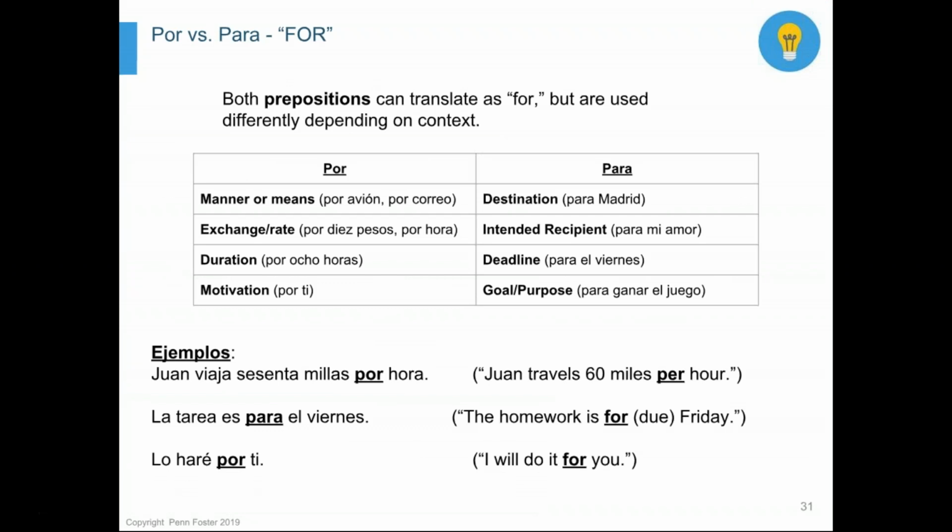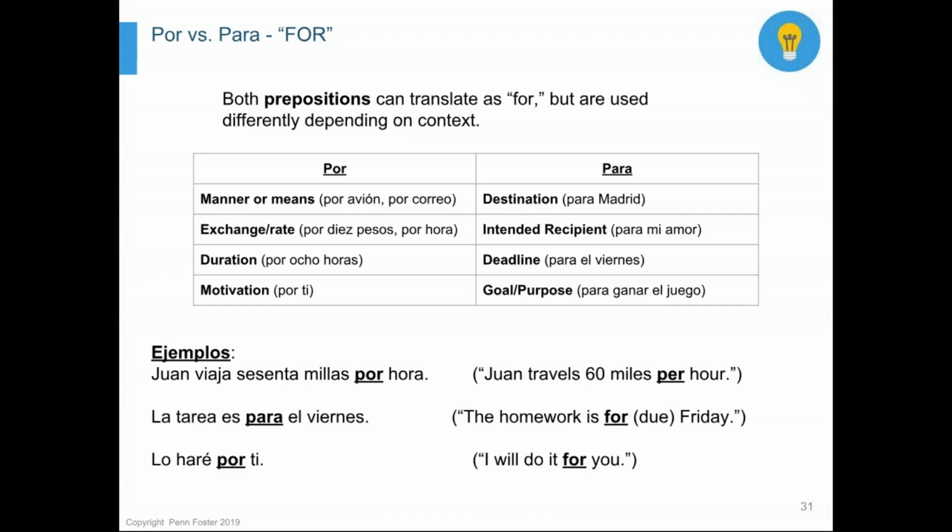The last part of our preposition discussion would be a brief comparison and contrast between por and para. Generally, these two prepositions mean for, but they have quite a few different meanings depending on their context. They are not interchangeable in Spanish. Each of them has 4 very specific uses or contexts listed on each side of this chart, and you can read through them as you go.